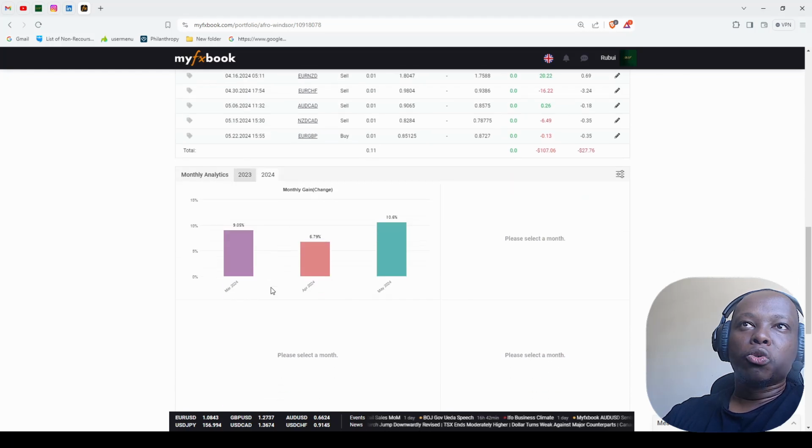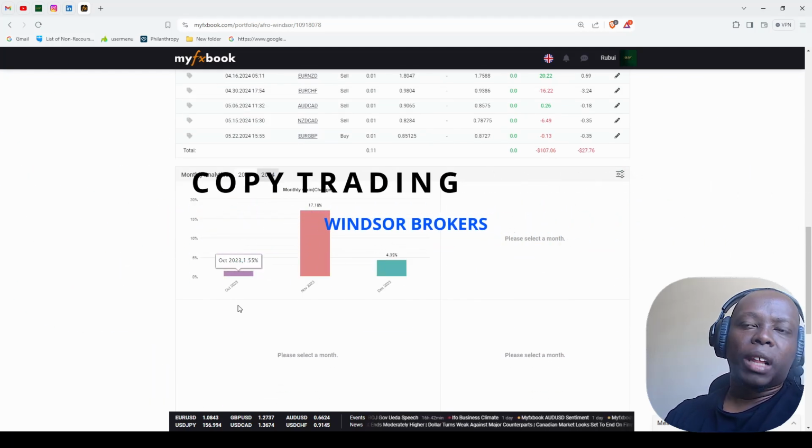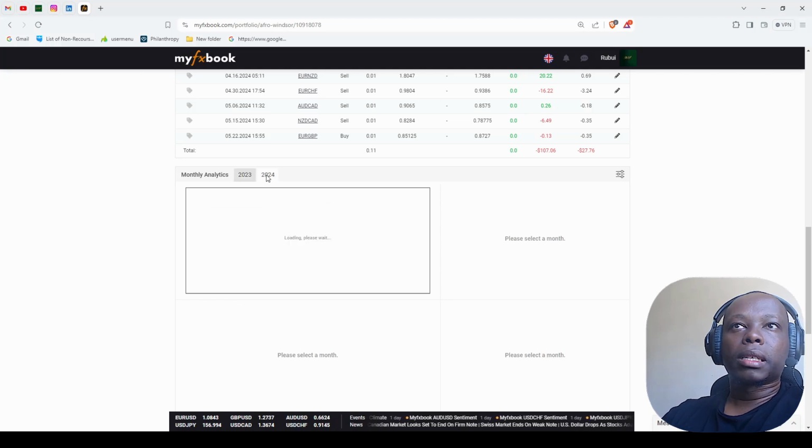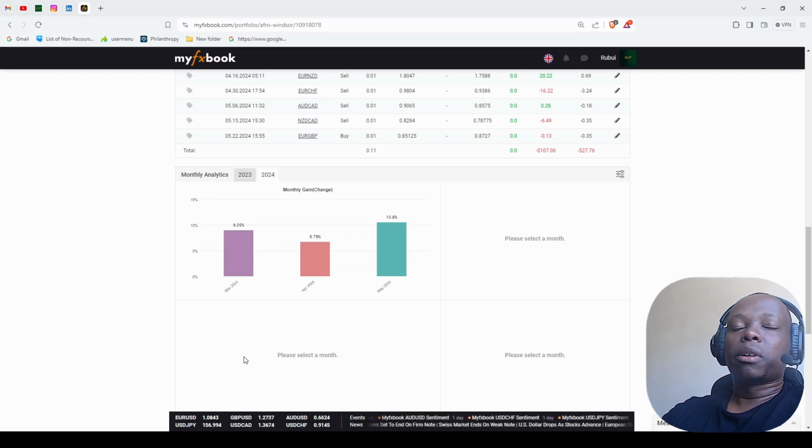For those of you who are interested, this is the performance over the last couple of months. We started in October, where we did 1.55%. Then November, 17%. December, we did 4%. Then January and February were not very good months for us. So March, we did 9. Then April did 6. Then May, we have done 10.6.